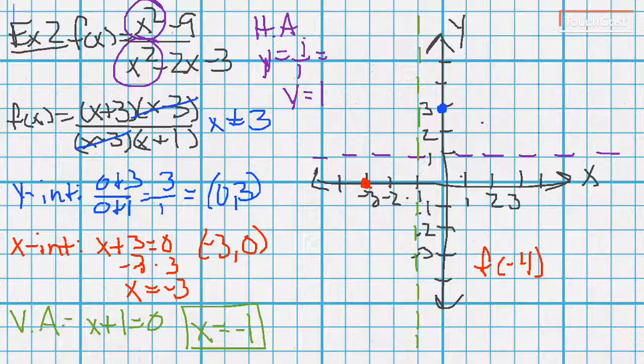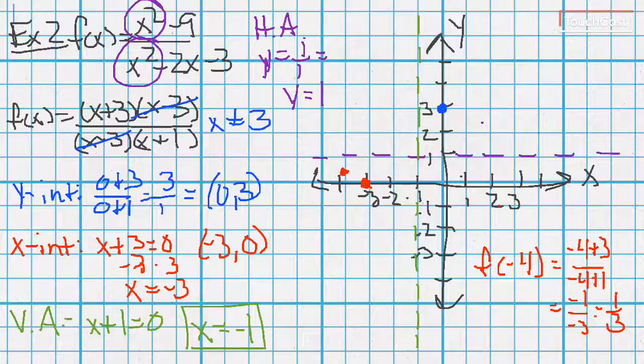If we plug -4 into our function, -4 plus 3 over -4 plus 1, -4 plus 3 is just -1. And -4 plus 1 is -3, which means we're going to get 1/3 when x is -4. So I'm going to estimate where I think that spot is, and I'm going to put a point right there.